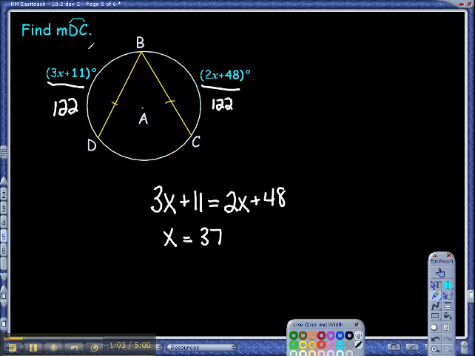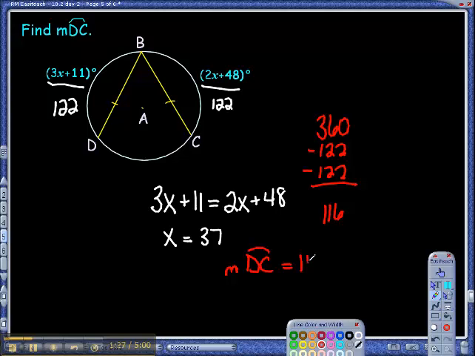Now, we're supposed to find the measure of arc DC though. But we know that all together they make a whole circle, so to get just DC, if I took my 360 degrees and I took away the 122 and the other 122, you should be left with 116 degrees. So the measure of arc DC is equal to 116.